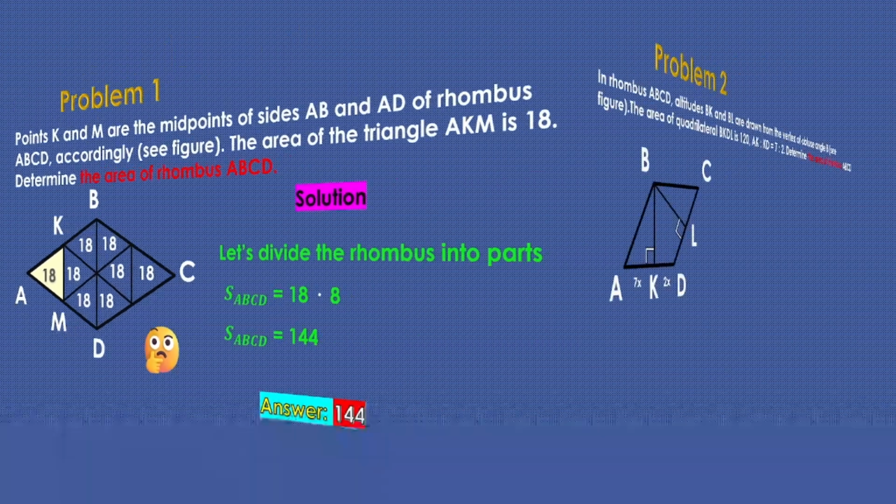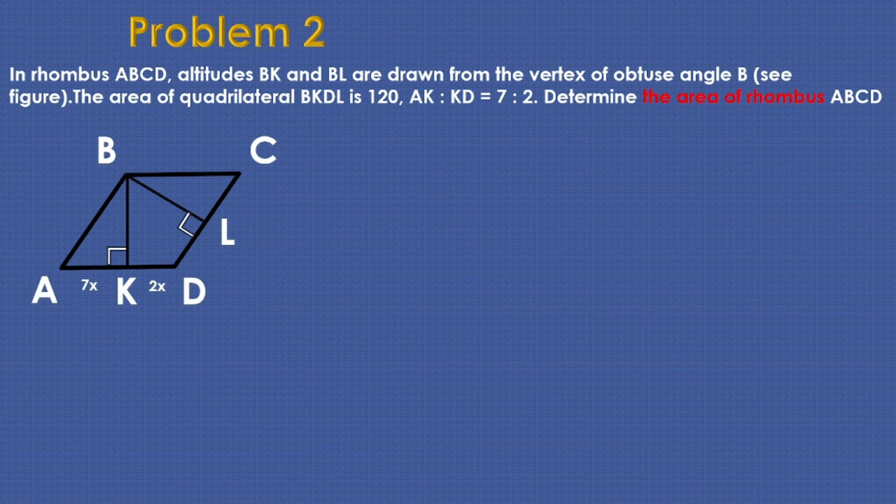Task 2. In rhombus ABCD, altitudes BK and BL are drawn from the vertex of obtuse angle B. See figure. The area of quadrilateral BKDL is 120. AK to KD equals 7 to 2. Determine the area of rhombus ABCD. Let's solve this problem by the condition of the problem. We have the ratio of sides AK to KD as 7 to 2. Then let's assume that KD equals 2x. Then AK equals 7x. Then let's draw the diagonal BD.